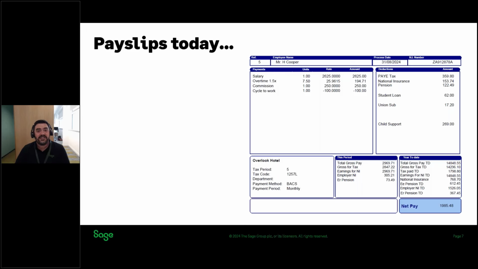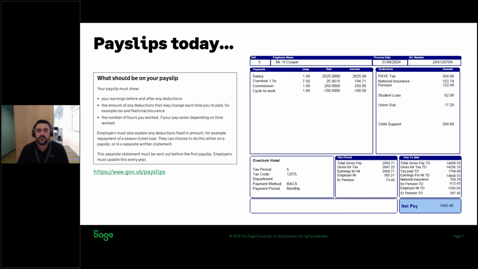So there is a page on the gov.uk website all around what should be on your payslip, and essentially a payslip must show earnings before and after any deductions, so that's your gross and net pay. The amount of deductions may change each time you're paid. So that could be your tax, your national insurance, pension contributions, for example. And you are required to state the number of hours worked if the pay varies depending on time worked.